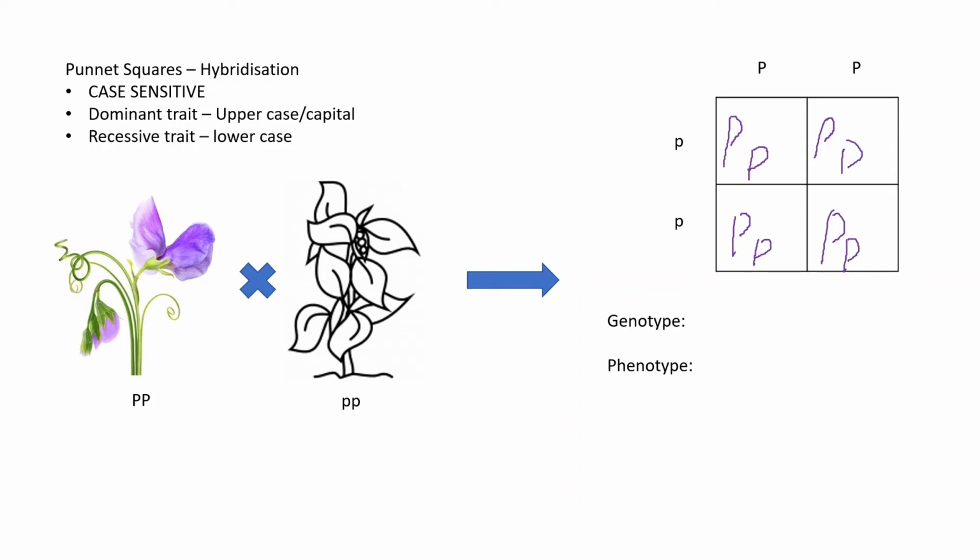And so the genotype for the offspring, for the F1 generation, is going to be 100% big P, little p. And what is the phenotype? Well, the phenotype is going to be all purple, 100% purple.